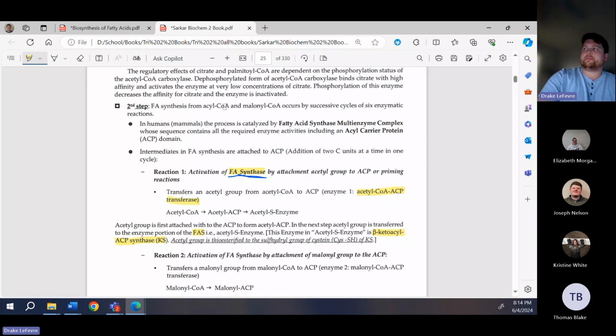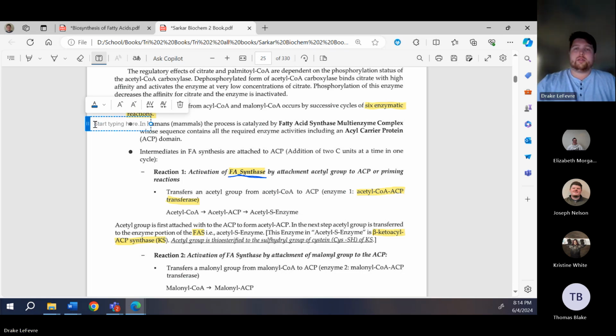Our second step, the fatty acid synthesis from acyl-CoA and malonyl-CoA occurs by successive cycles of 6 enzymatic reactions. This is where we're going to want to, again, just like we did in beta oxidation, think back. Do we remember what our order of steps were? What 4 reactions we had in order for beta oxidation?